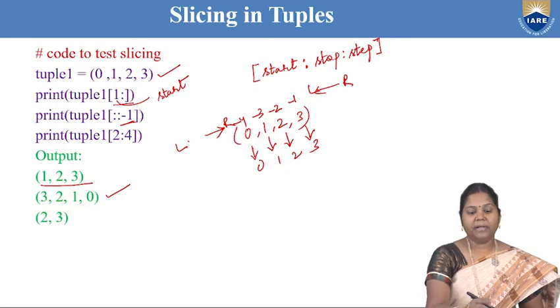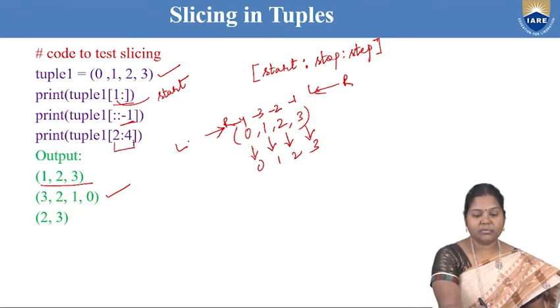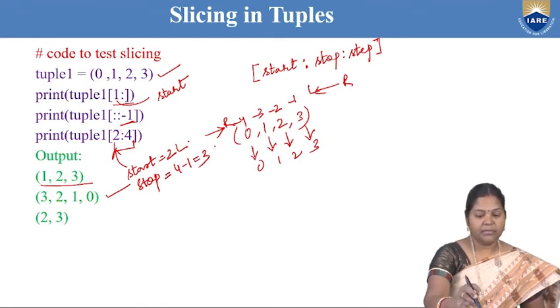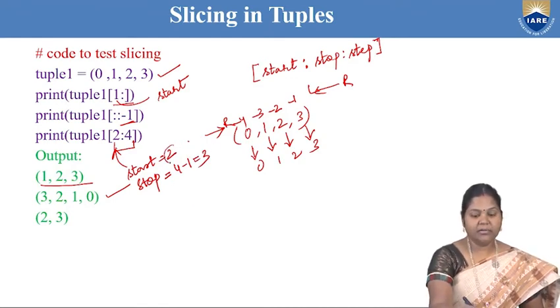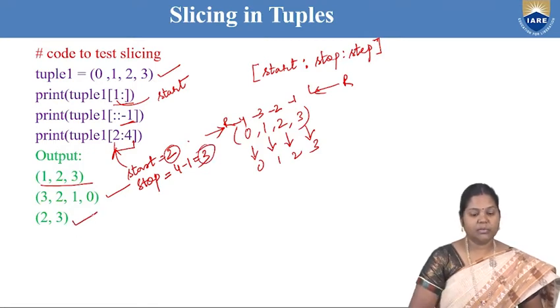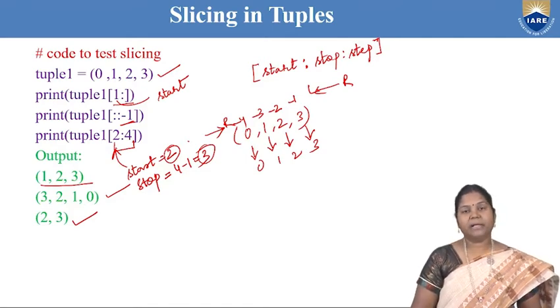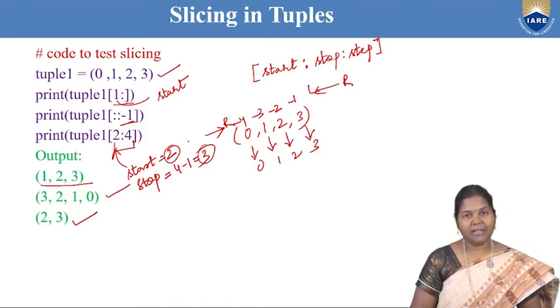Next is to print the tuple from second index to fourth index. The start value is 2, but the stop value is always exclusive. That means 4 minus 1, which is 3. So you can see over here that the start value is 2, stop value is 3. So what elements are there? You can see here 2 and 3 is the output. So the slicing mechanism in tuples is the same as list.